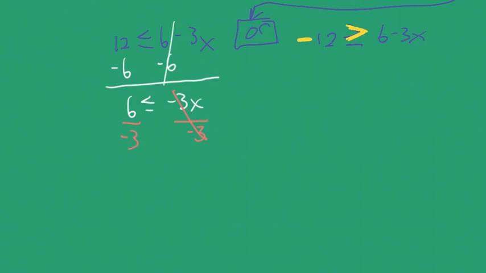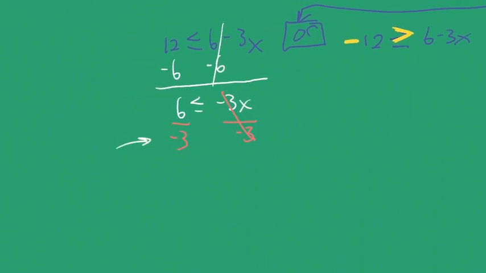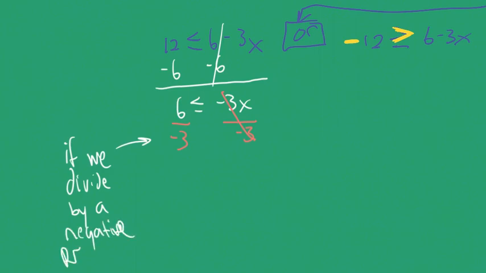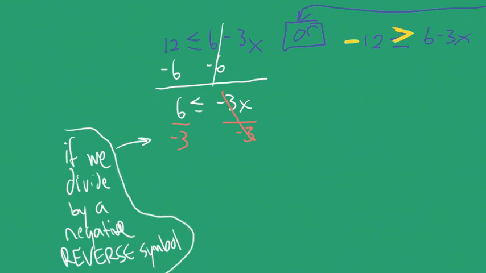And then one thing that's important here to note: if we divide by a negative, reverse the symbol. So that inequality symbol in the middle is going to switch, and it's now going to be open towards the opposite side. So this symbol is now going to be open towards the left. So 6 divided by -3 is -2, and then on the right we just have x.